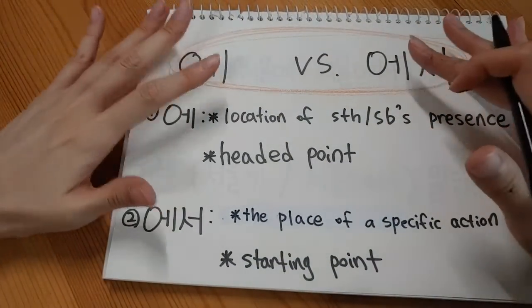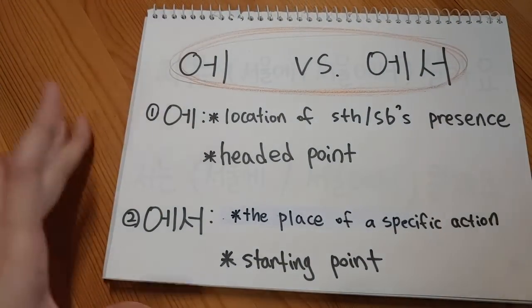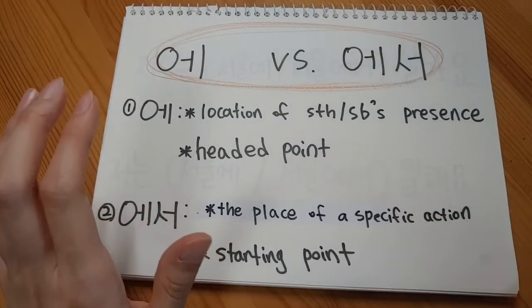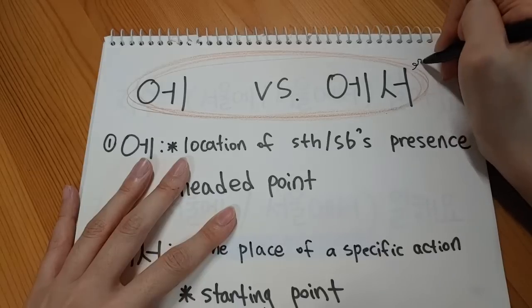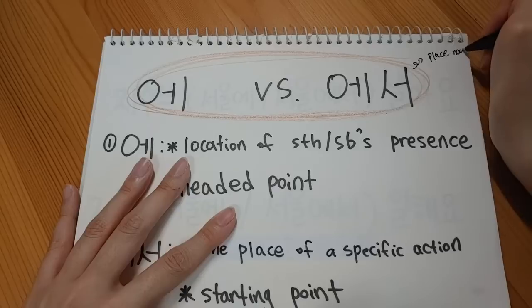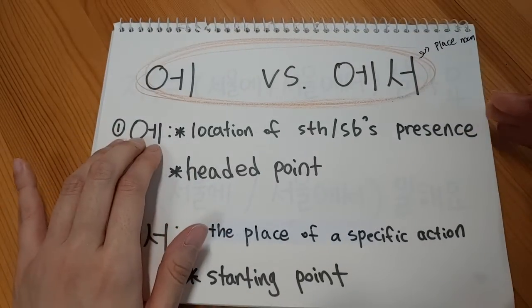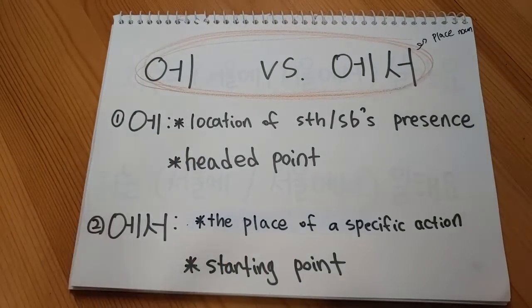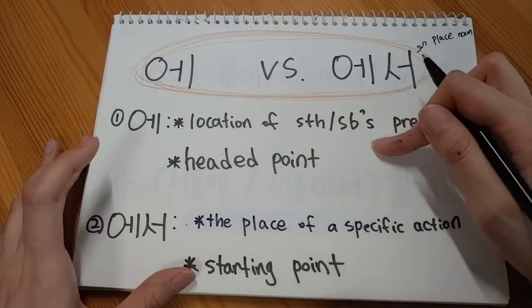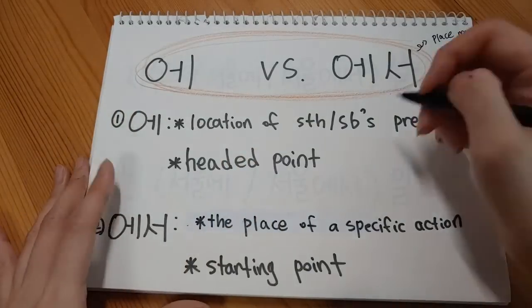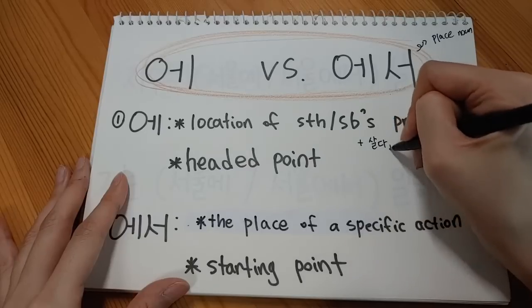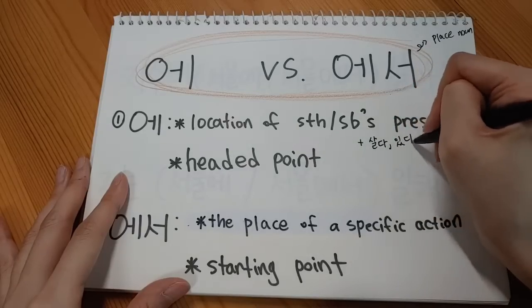Okay, so these are the differences between 에 and 에서 basically. So 에, sorry, I forgot to mention when they are placed after the place noun, right? So 에 is used when you want to indicate the presence of something or somebody at a certain location. So like I said, the verbs that can follow are usually 살다 or 있다, right?